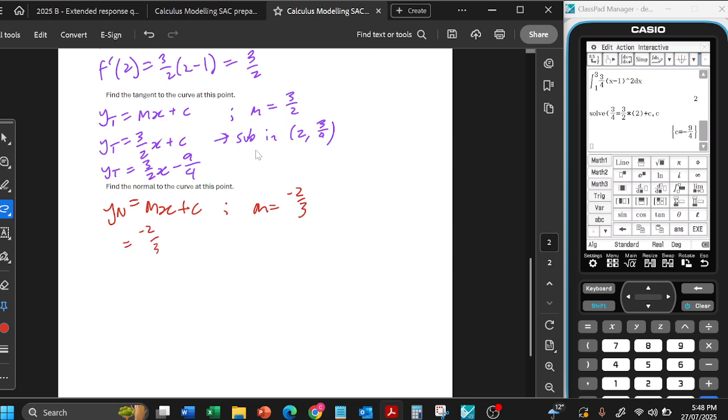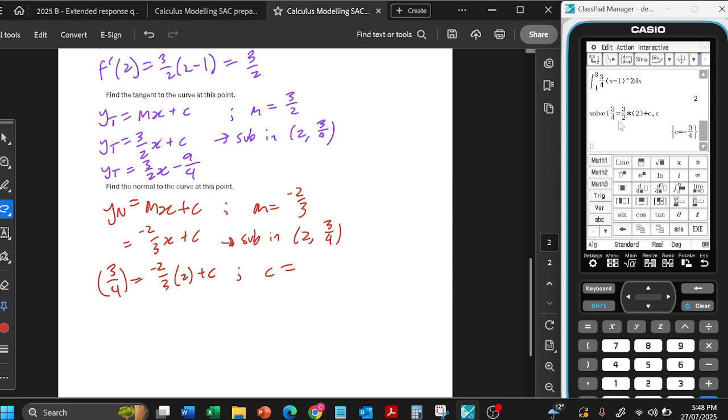So this gives us negative 2/3 x plus c, and once again we need to sub in that same point, because this point (2, 3/4) lies on both the line for the normal and the line of the tangent. So if we sub that in, we get 3/4 is equal to negative 2/3 times 2 plus c, and then we're going to solve for c. So doing that on the CAS, we'll find that c is equal to 25/12, assuming that everything is correct.